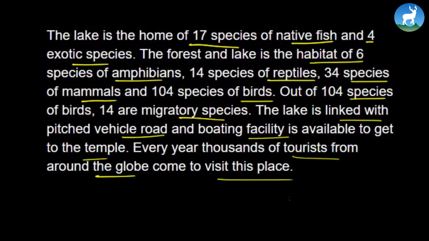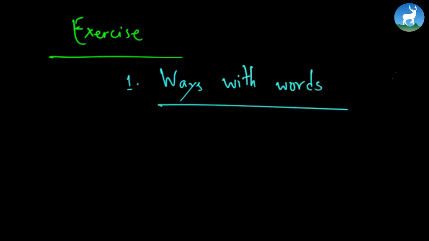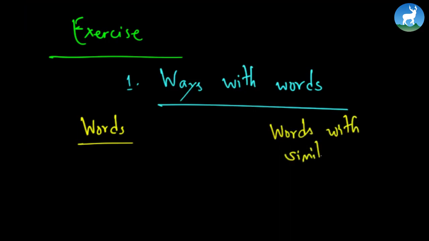So that is the end of the paragraph. Pretty descriptive as it is, this paragraph ends. Now let's go to the exercise portion. Under this section, we shall be dealing with the first exercise, which is also known as Ways with Words. In this section, we've got to find out the synonyms. So we have words followed by words with similar meaning.